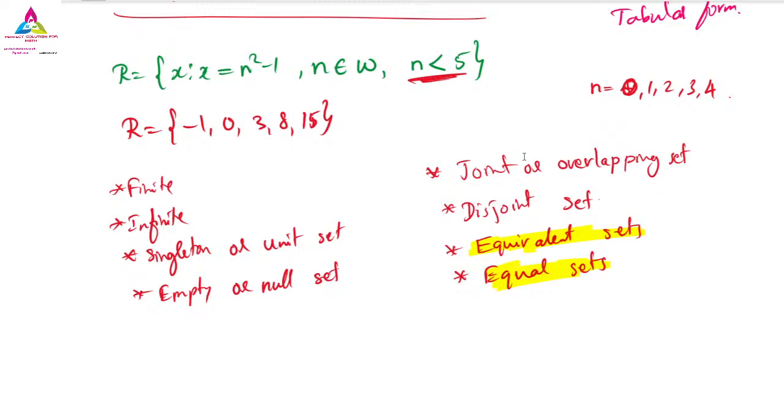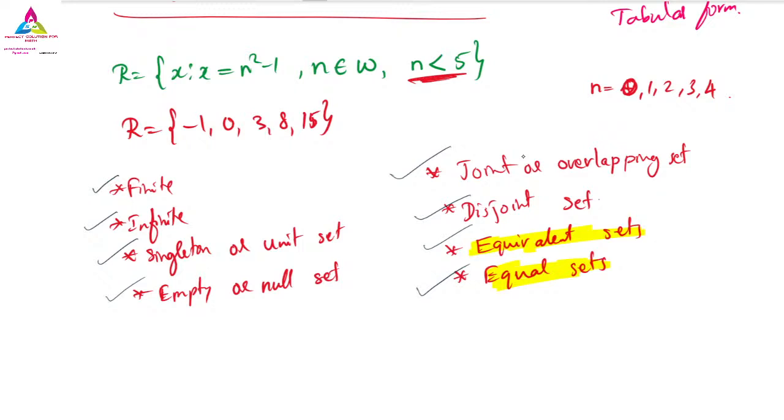Last time we discussed 8 types. The first is the finite set, then the infinite set, then the singleton set or unit set, the empty or null set, joint or overlapping set, disjoint set, equivalent and equal sets. These are the 8 forms into which we can divide set theory. But the first PU syllabus has not given all of these. They have given finite, infinite, equal sets and some others, only that much. But I will give the whole.